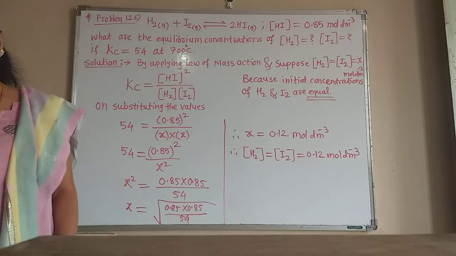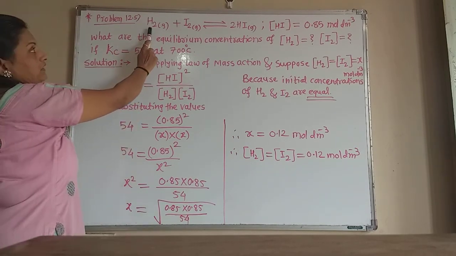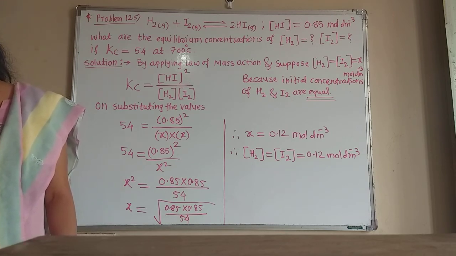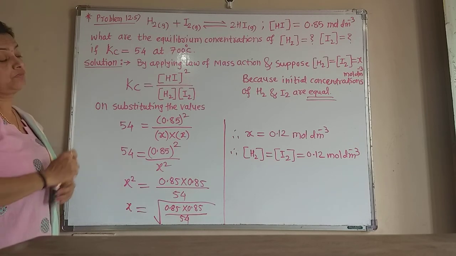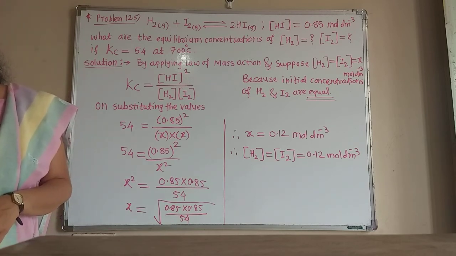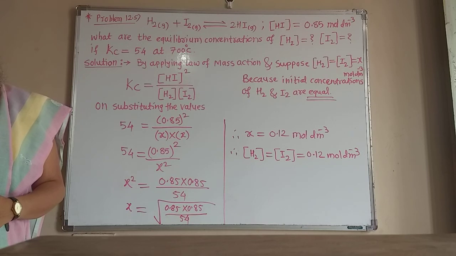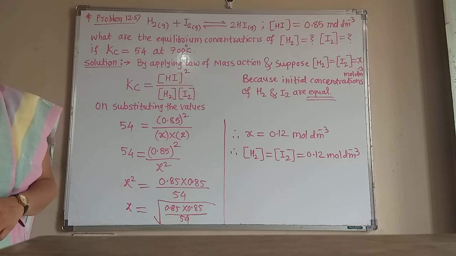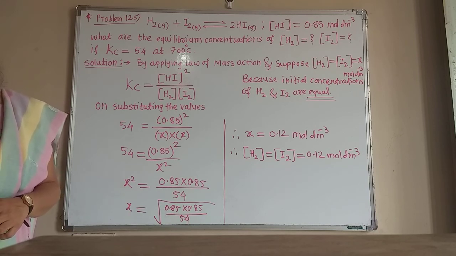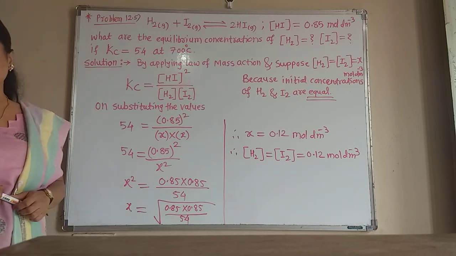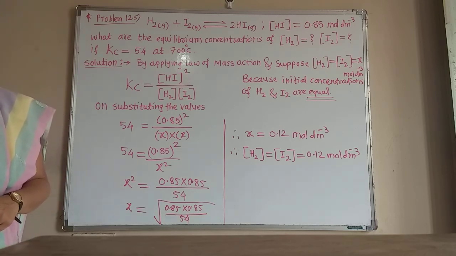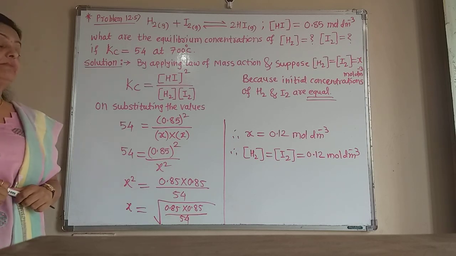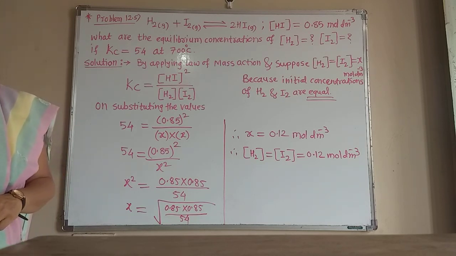Equal concentrations of hydrogen and iodine are mixed together in a closed container at 700 Kelvin and allowed to come to equilibrium. If the concentration of hydrogen iodide, HI, at equilibrium is 0.85 moles per decimeter cube, what are the equilibrium concentrations of hydrogen and iodine? Kc, that is the equilibrium constant, is 54 at this temperature.